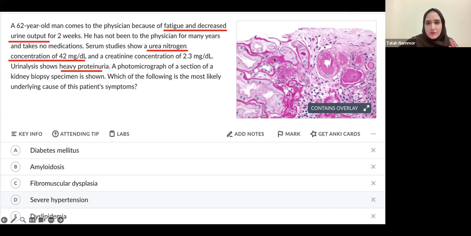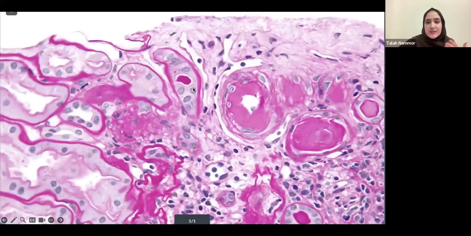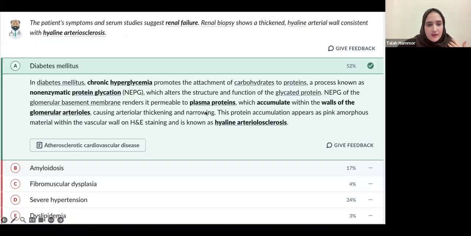I know, guys, when you first look at the question, you'll be like, okay, this is renal. Why are we looking at this? But I want you guys to look at the photo with me in here. What do you guys see? Hyaline. Exactly. So we have hyaline arteriosclerosis. What do you think it's more common with? We said that A.